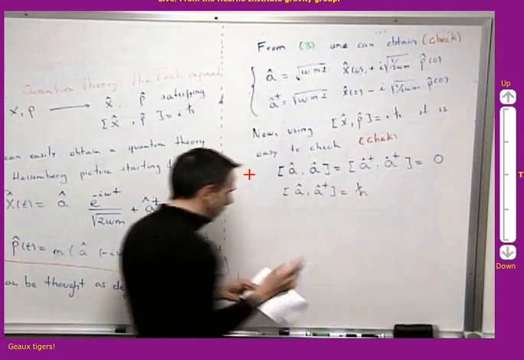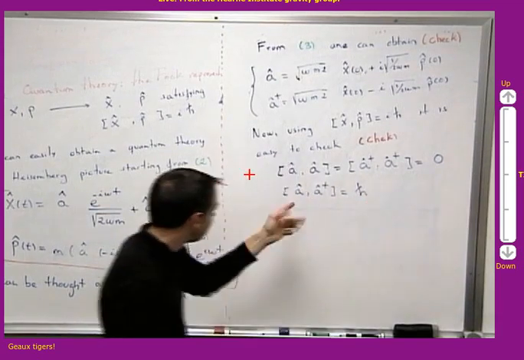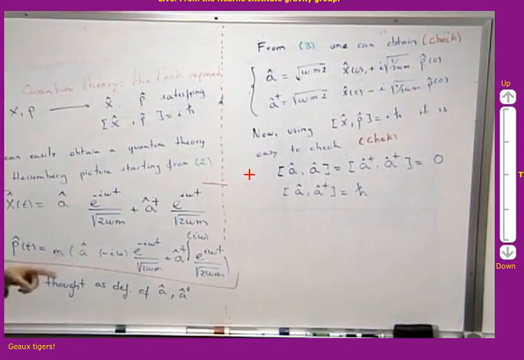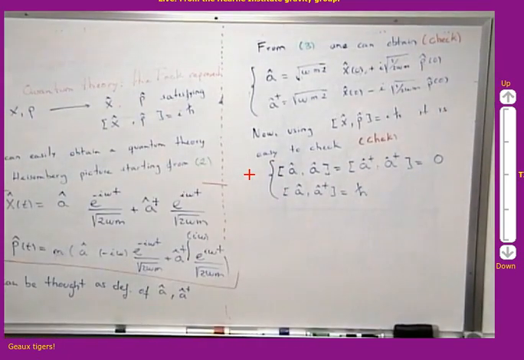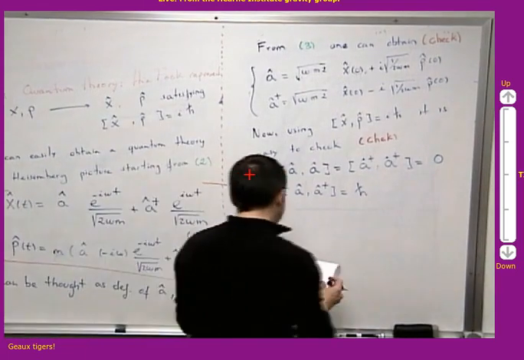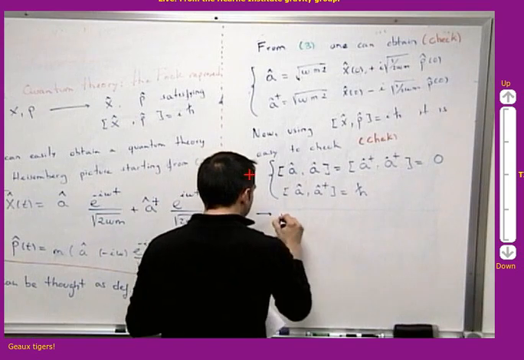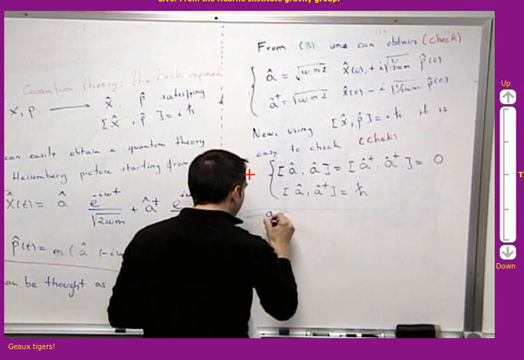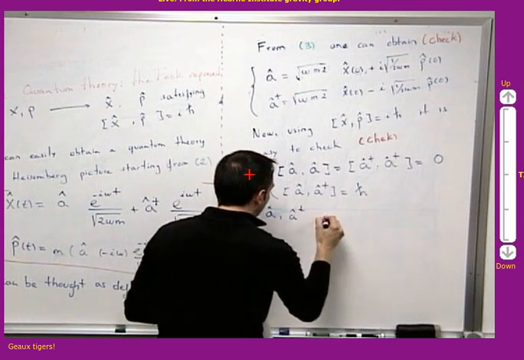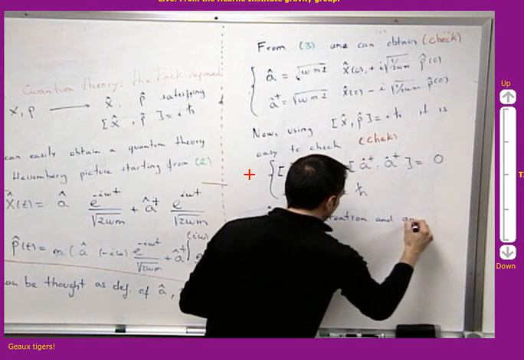If you do it, you will obtain an h bar, which is consistent with the dimensions of A, the square root functions. So these are what we call the algebra of the A and A dagger operators, and these commutation relations are the reason why we call A and A dagger creation and annihilation operators.